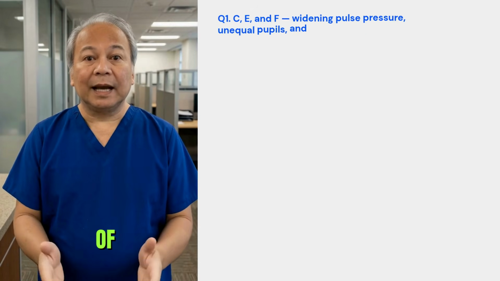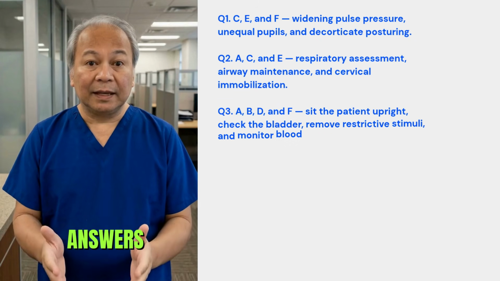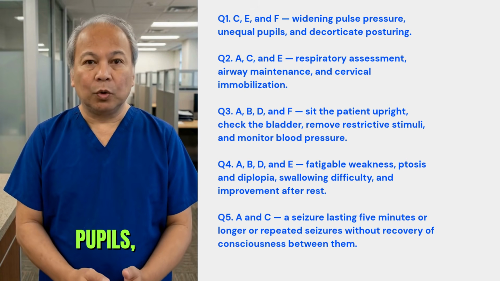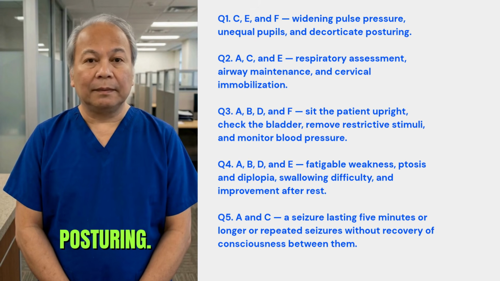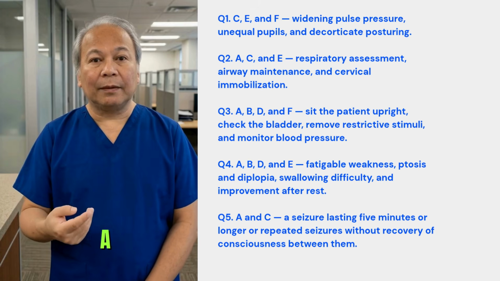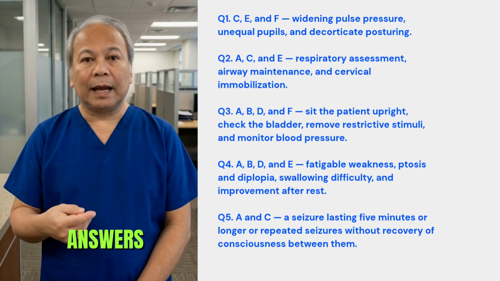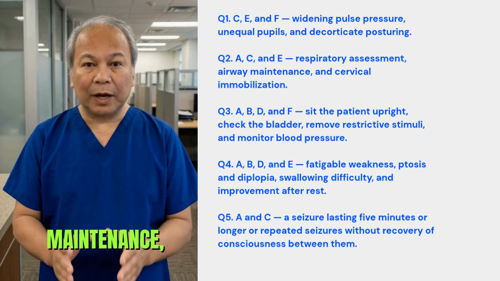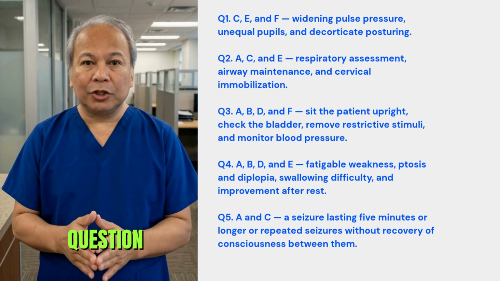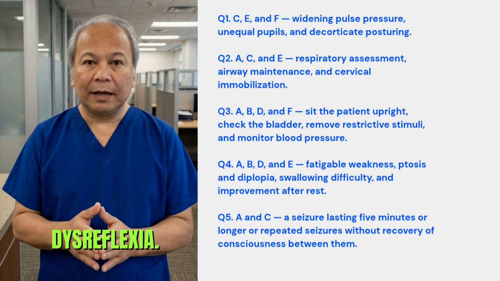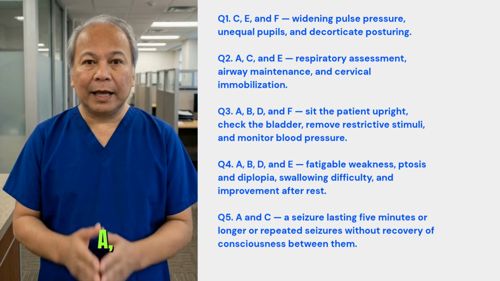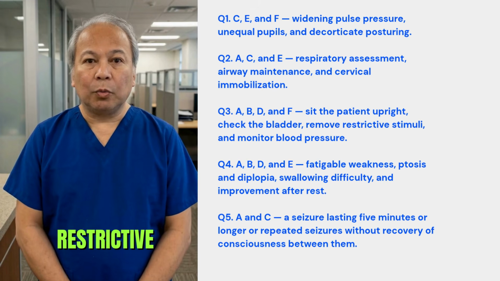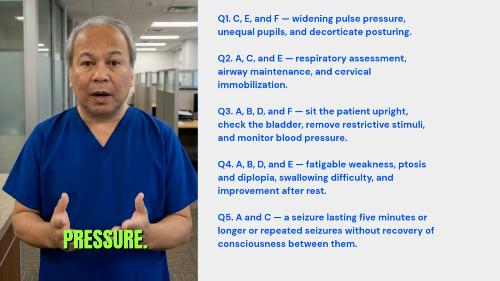Question 1. Late signs of increased ICP. The answers were C, E, and F: widening pulse pressure, unequal pupils, and decorticate posturing. Question 2. Priorities after a C5 spinal cord injury. The answers were A, C, and E: respiratory assessment, airway maintenance, and cervical immobilization. Question 3. Autonomic dysreflexia. The answers were A, B, D, and F. Sit the patient upright, check the bladder, remove restrictive stimuli, and monitor blood pressure.